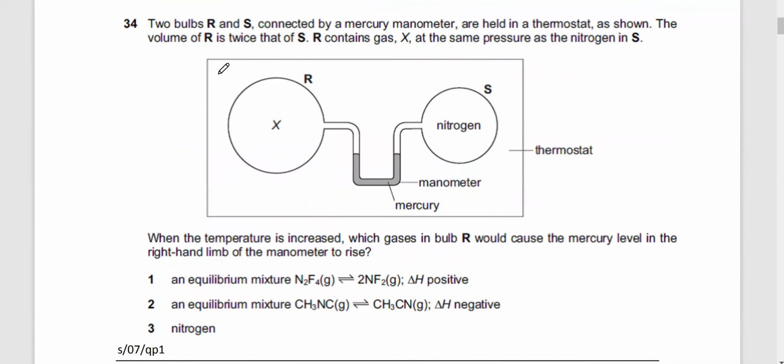They're saying that there are two gas bulbs R and S, and there's a mercury manometer, and it's held in a thermostat, which I don't know what that means. The volume of R is twice that of S. R contains gas X. And when the temperature is increased, so he's increasing the temperature of the entire thing, which gases in bulb R would cause the mercury level in the right hand limb of the manometer to rise? So the right hand limb, the mercury level starts to rise. What does that indicate?